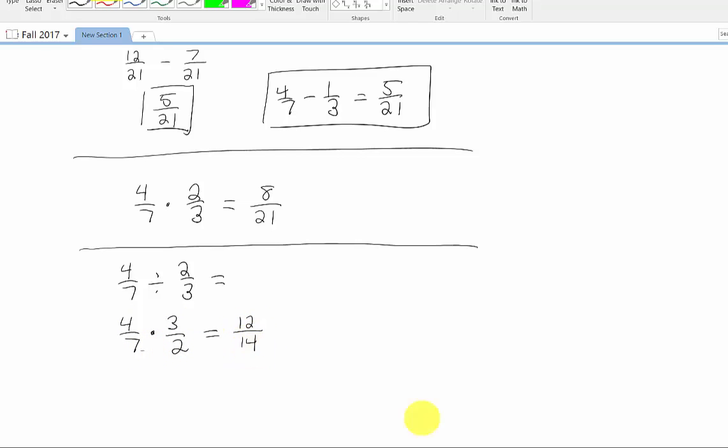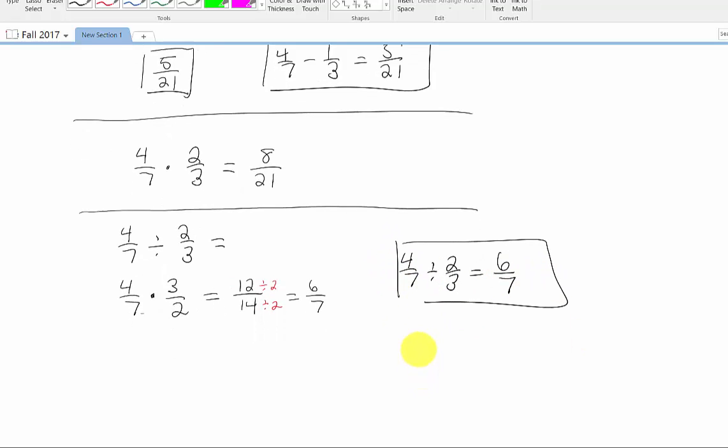Oh, and here's our little mini lesson on reducing fractions. These are both even numbers, I'm noticing, so we can divide each one by a factor of 2. Divide the numerator by 2 and you get 6. Divide the denominator by 2 and you get 7. So we just found that 4/7 divided by 2/3 is 6/7 after we reduce.